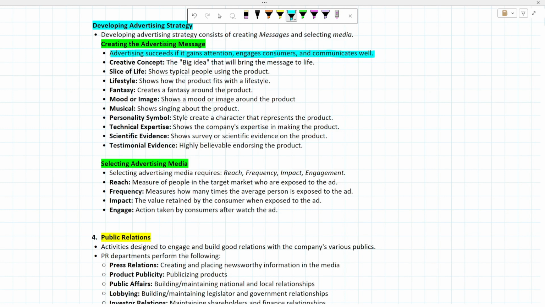Personality symbol is a style that creates a character that represents the product. Technical expertise shows the company's expertise in making the product. Scientific evidence shows survey or scientific evidence on the product. And testimonial evidence is highly believable endorsing of the product. So these are all ways of advertising the message. Let's say in commercials, they may use one of these options.